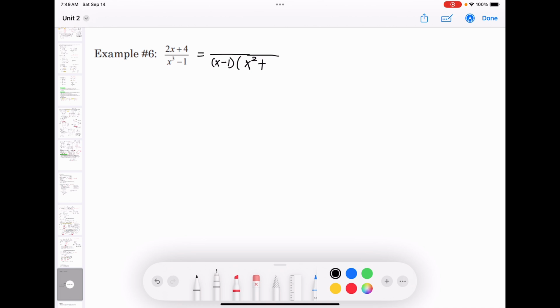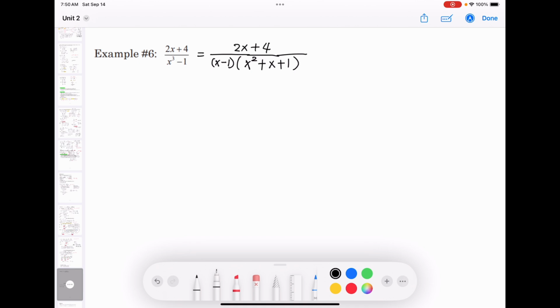It is x, and the last term is plus 1 squared, which is 1. So maybe some of you say, I didn't see my a squared and b squared. So a squared is x cubed, b squared is 1 cubed, which is 1. On the top, it's 2x plus 4.